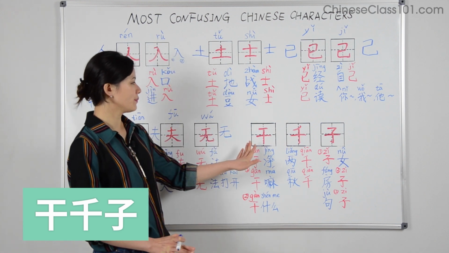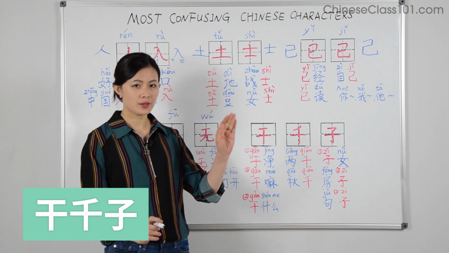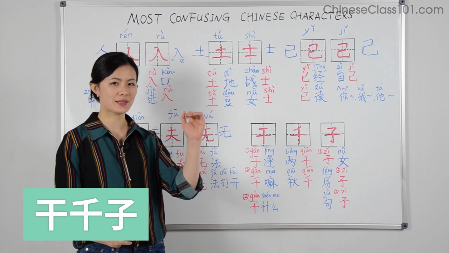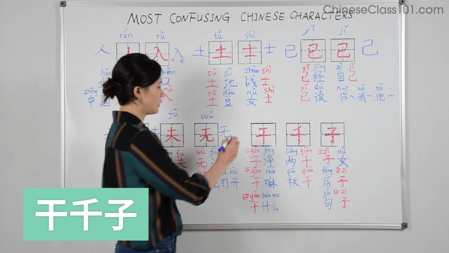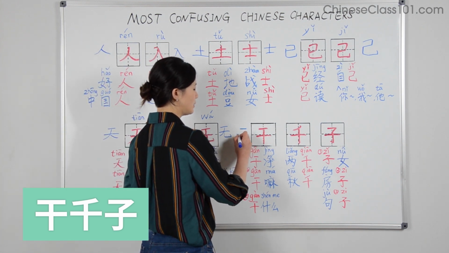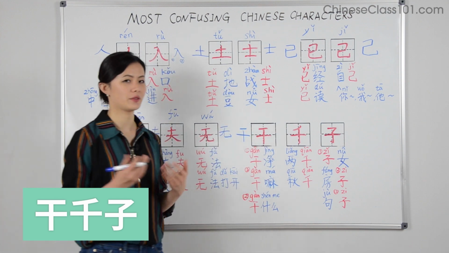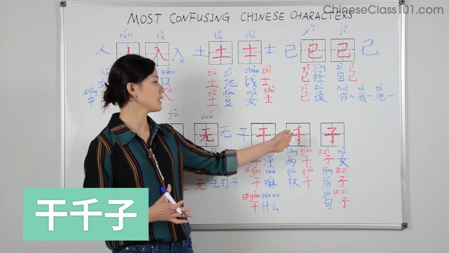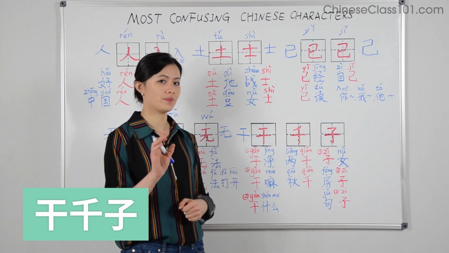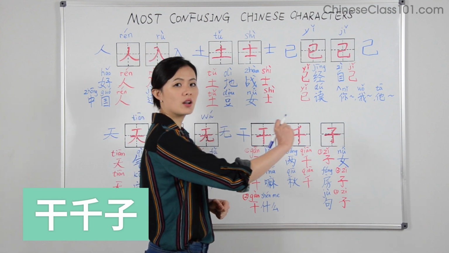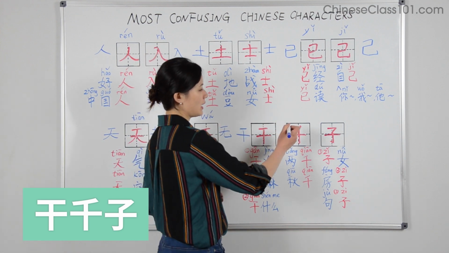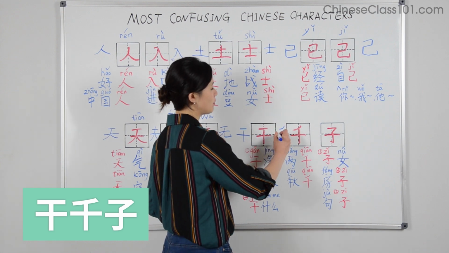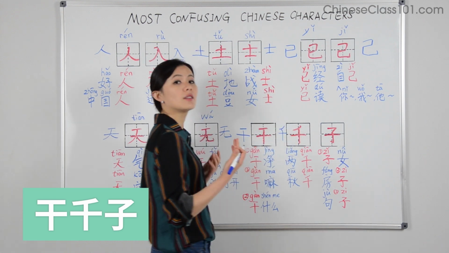The first one has very simple, straight, up and down, right and left lines. To write it, 1, 2, 3. Very simple, very straight. And the second one has a different first stroke. So instead of a left to right horizontal stroke, it has a right to left kind of a curve, and the rest 2 strokes are the same.